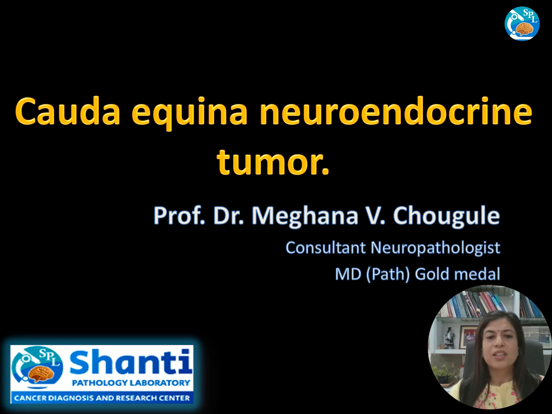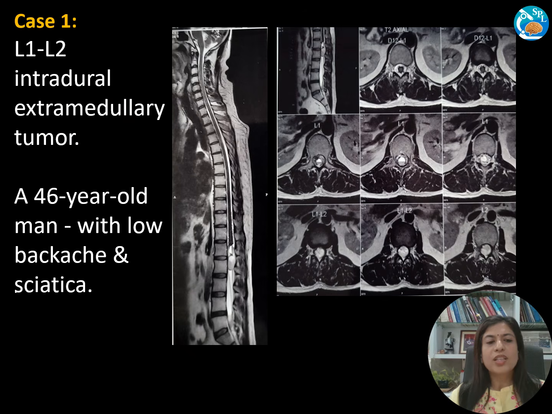Hello everyone. Today we'll be discussing two interesting cases of Cauda equina neuroendocrine tumor, previously known as paragangliomas. Both cases are male patients and they presented with low backache and sciatica. Now, case 1 is an L1-L2 intradural extramedullary tumor.